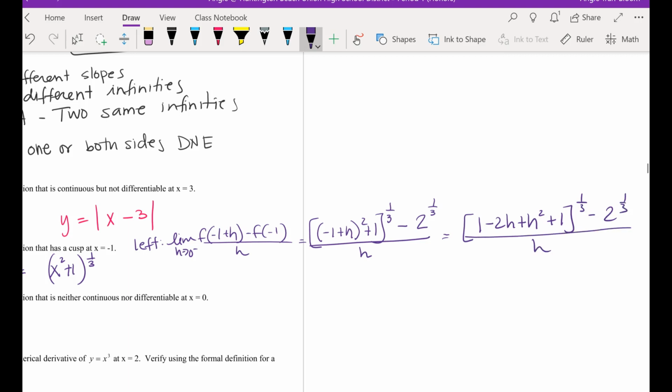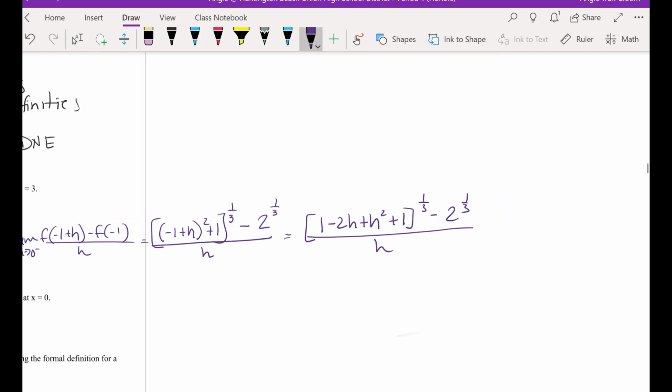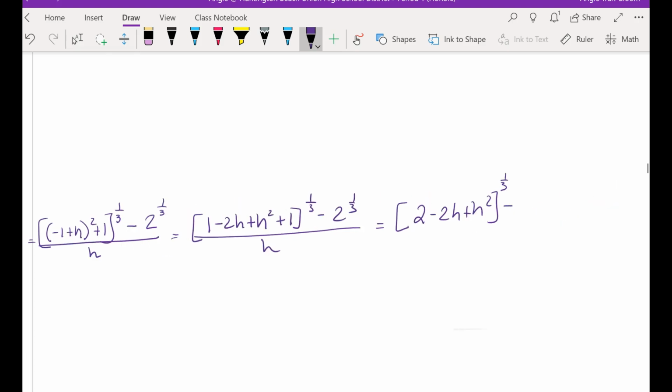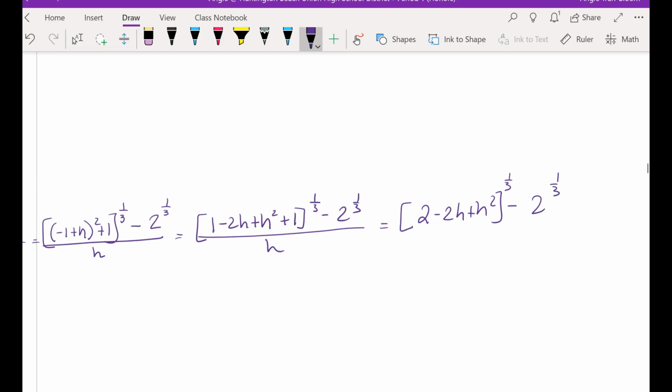Yeah? Now what? The 1's canceling? Oh no, that makes it a 2. Oops, I got too excited. Dang it. That makes it a 2. Okay, I got too excited for that. So now, this is 2 minus 2h plus h squared, right? To the 1/3, minus 2 to the 1/3, all over h? I would have to rationalize the top.